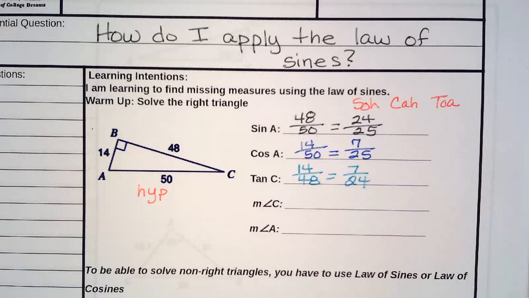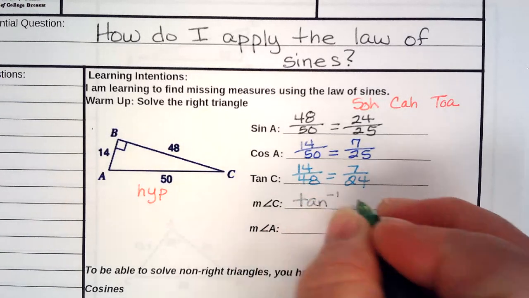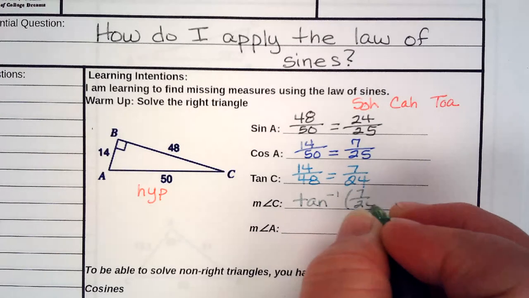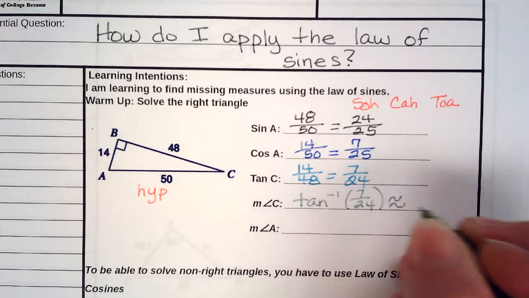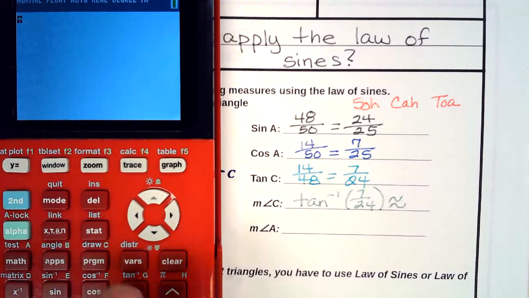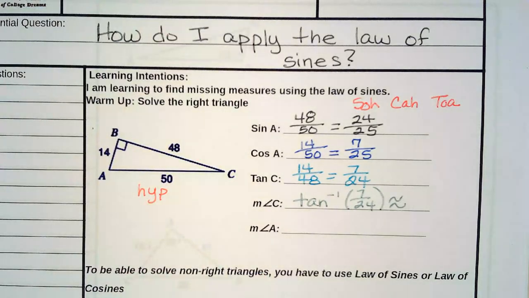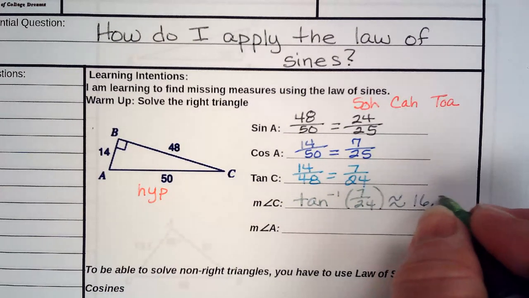Okay, for the measure of angle C, we've already found the tangent of C, so we'll simply use that tangent inverse of 7 over 24. And remember, these are always approximations. Make sure you always close it off. 16.26, which is about 16.3 degrees.